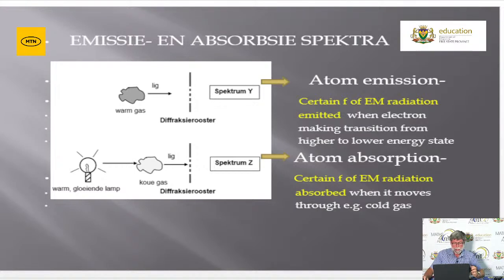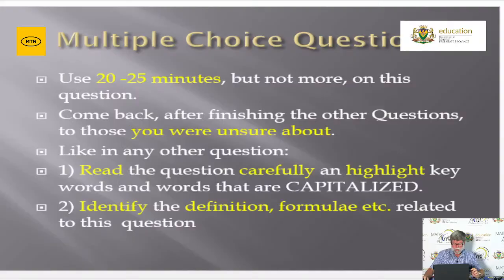Right. Now, just quickly on multiple choice questions, please remember, you must spend at least 20 to 25 minutes on it. Leave those that you are not sure about. Use a highlighter or a pencil to highlight key values. Try to relate a definition or a formula to that question, and then at last, when you're totally unsure, eliminate the two distractors.